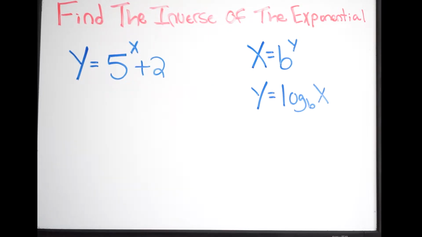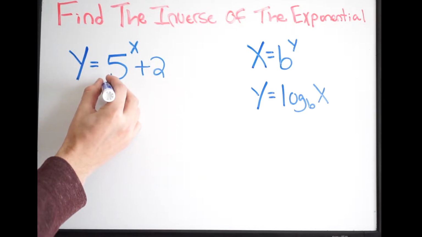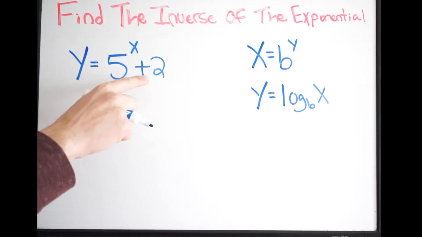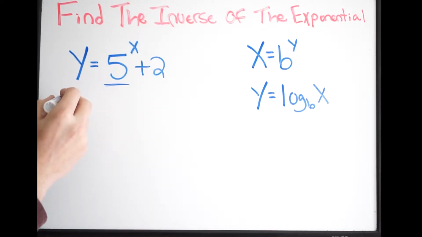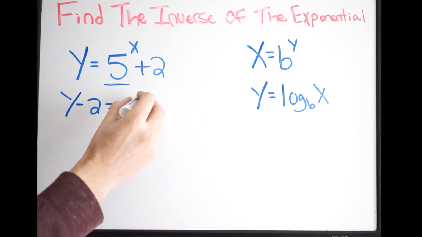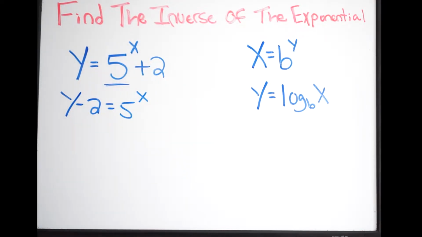So the first step that you want to do when doing these problems is you want to isolate the exponential. So for example, here's my first problem. I want to isolate the exponential, which is right here, okay, this 5 to the x power. So what I have to do is I have to minus 2 on both sides. So now I get y minus 2 equal to 5 to the x. Now I have the exponential isolated. Okay, so step 1 is done.